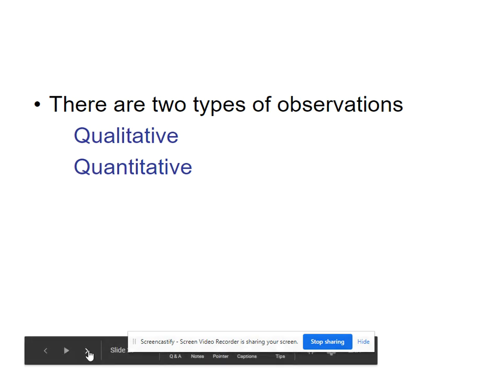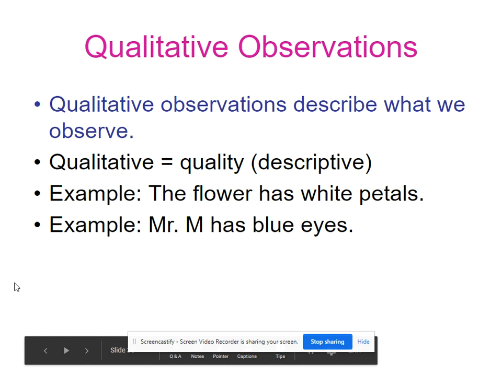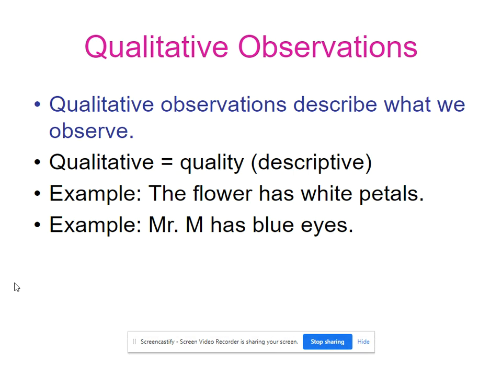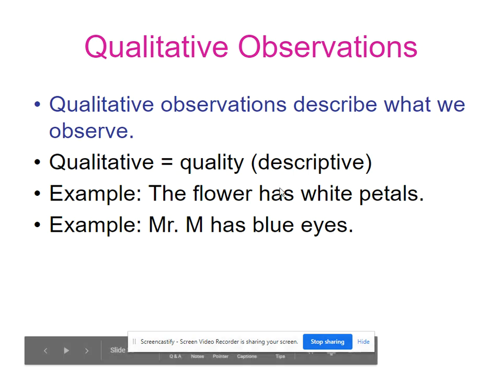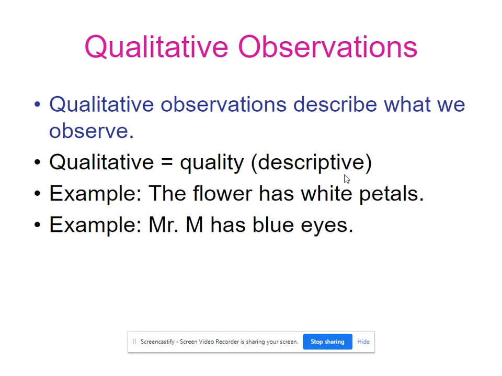So let's start with qualitative observations. These are observations that describe. Again, here's our connection, qualitative and quality, a descriptive. The examples we have here are the flower has white petals, or Mr. M has blue eyes. And those are qualitative observations.